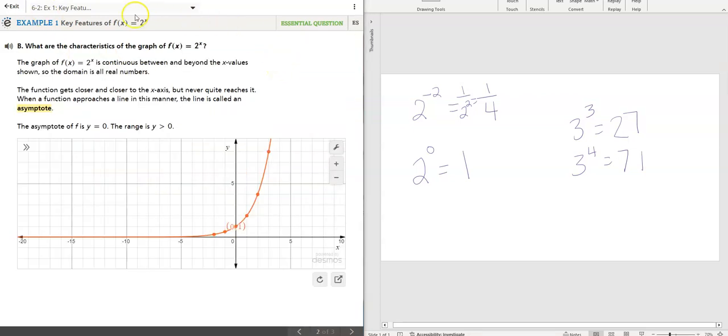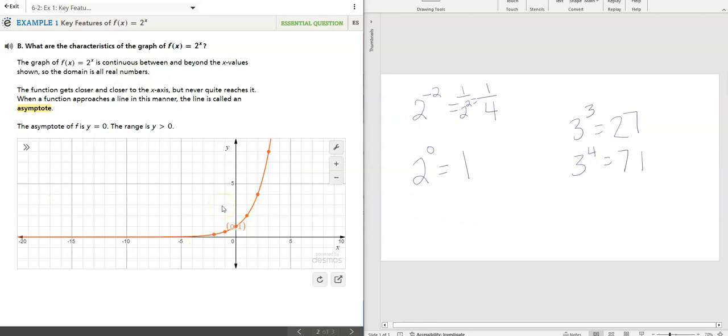All right, that being said, there are some characteristics of this exponential function that we can look at. It says the graph of f of x equals 2 to the x power is continuous between and beyond the x values shown. So the domain is all real numbers, meaning I can go as far left or as far right as I need to.